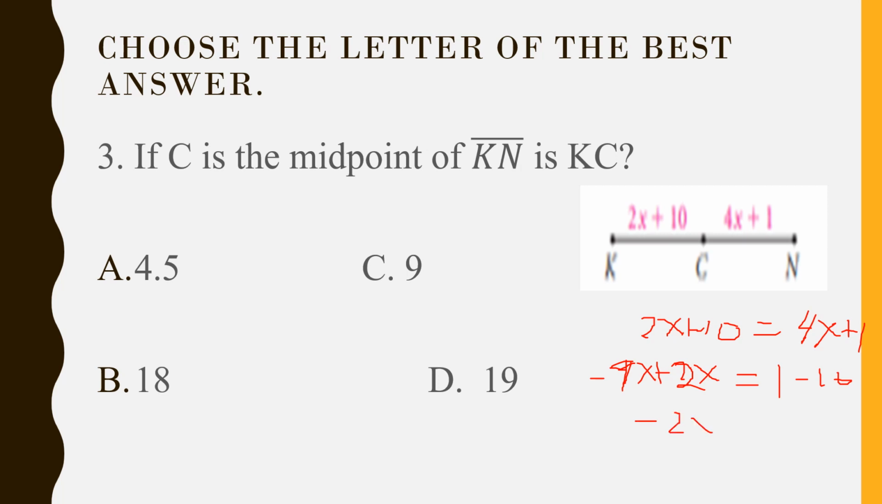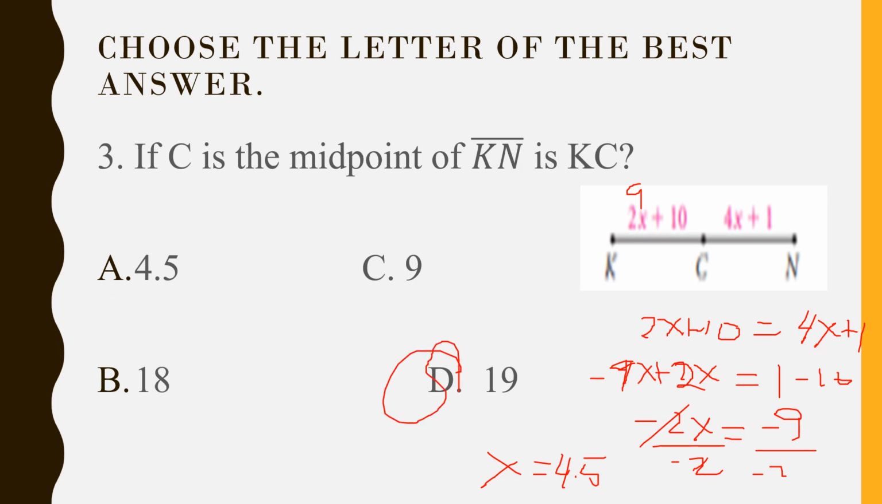Negative 2x is equal to negative 9, divided by negative 2. So we got x equals 4.5. Since we're looking for KC, 4.5 times 2 is 9, plus 10 is 19. So D is the correct answer.